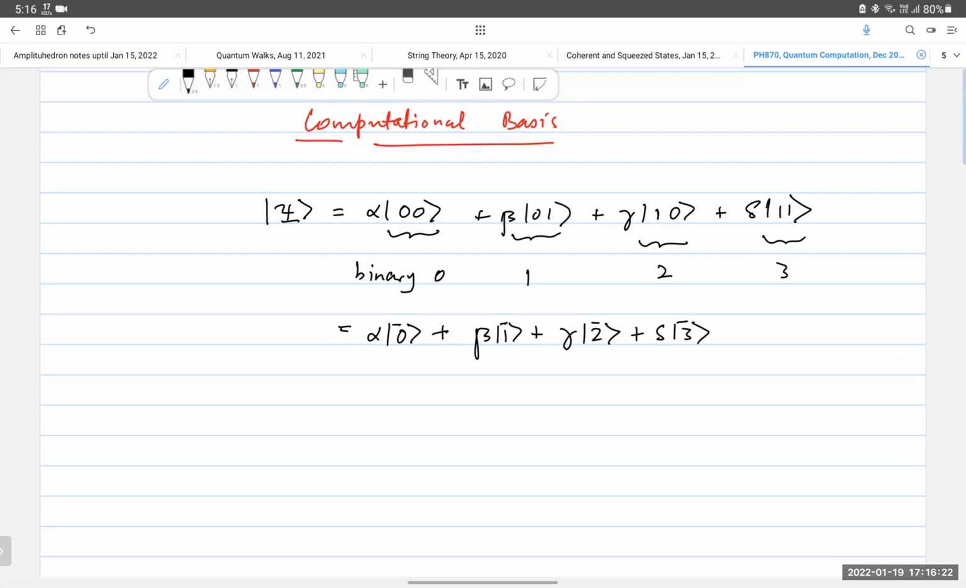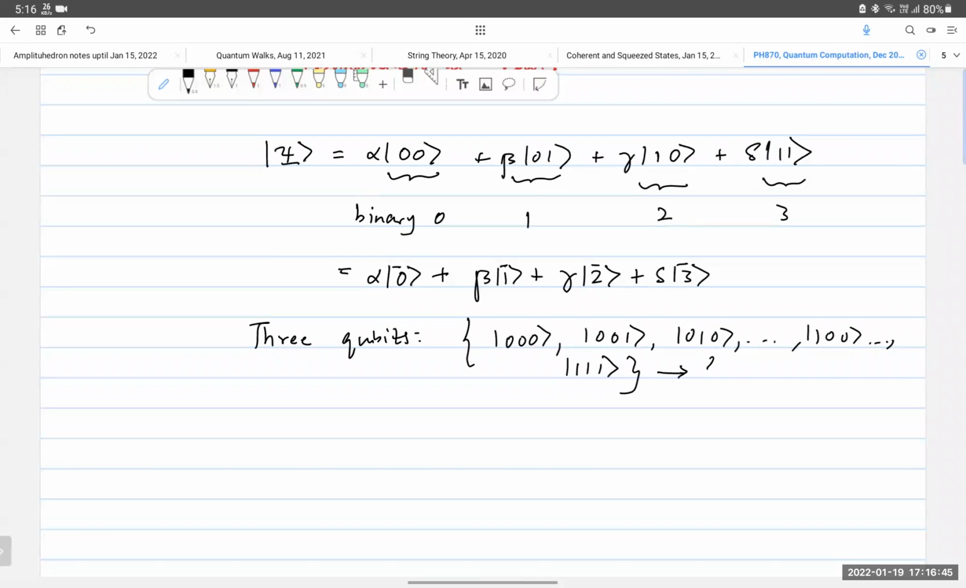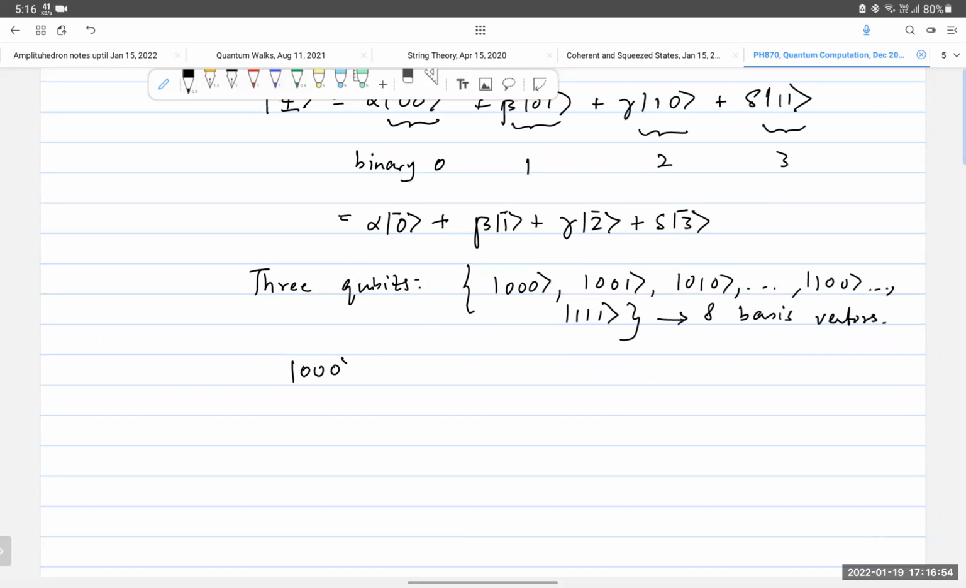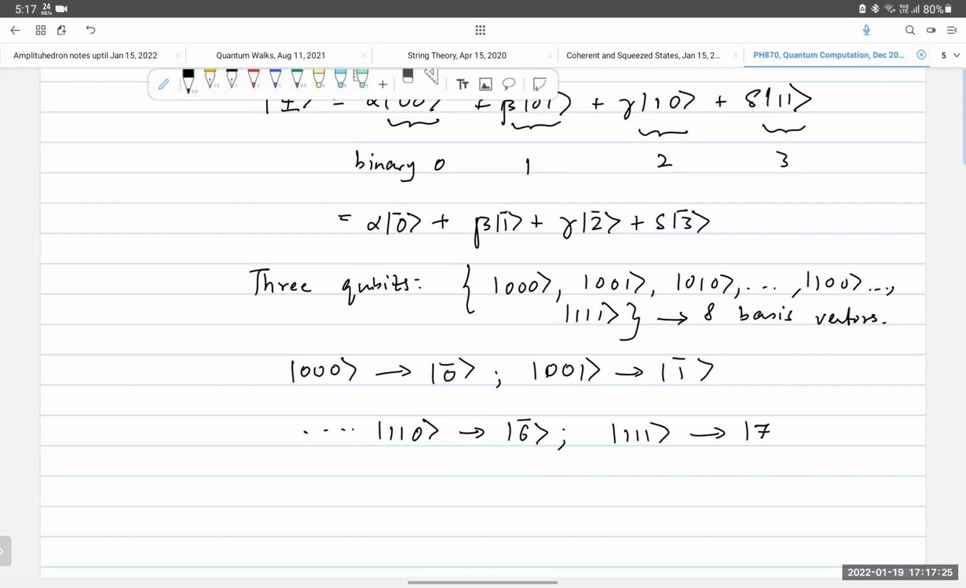If you use 3 qubits, for instance, then what will be your allowed basis vectors? There will be 8 of them, 8 basis vectors. And once again, you can take these basis vectors and map them to the numbers 0 to 7. So this will be 6, and then 1, 1, 1 would correspond to 7.